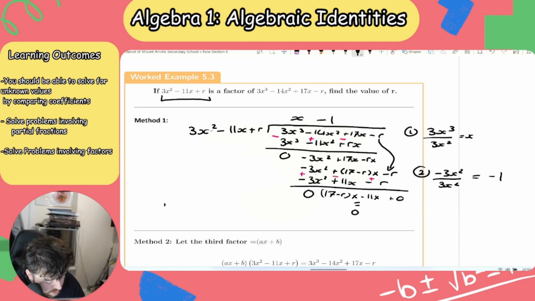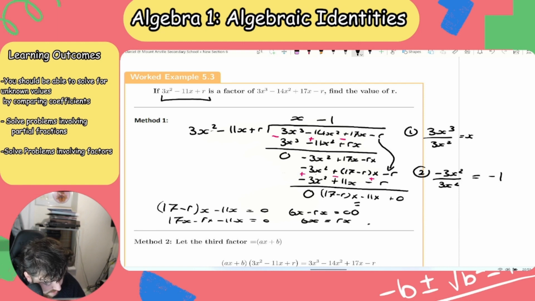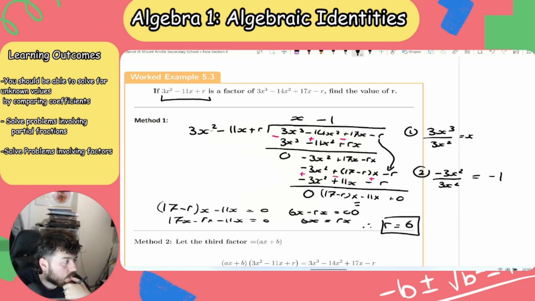So now we form this equation here. 17 minus k, x minus 11x equals 0. So I'm going to have 17x minus kx minus 11x equals 0. I'm going to have 6x minus kx equals 0. I'm going to have 6x is equal to kx. Therefore, k is going to equal 6. So, k equals 6 in this case. And then you can always check it by putting in that answer there as well.